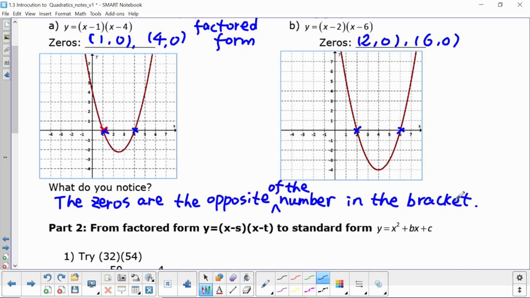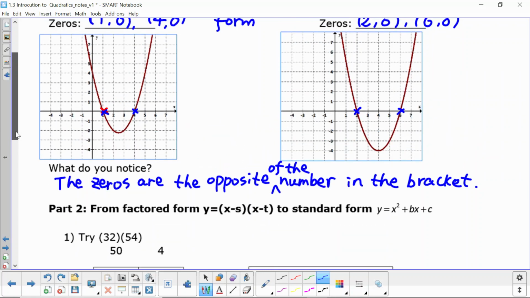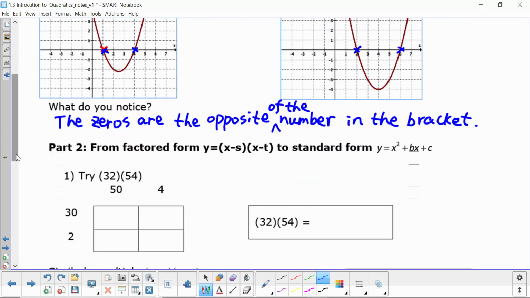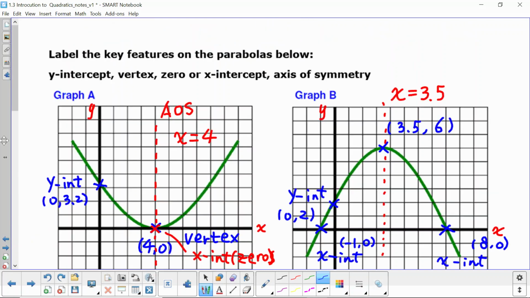This only applies when inside the bracket the number in front of x is 1. If it's 1x minus something, then the zeros will be just the opposite of the number in the bracket. So, in part 2 we are going to practice why these two expressions are equivalent.